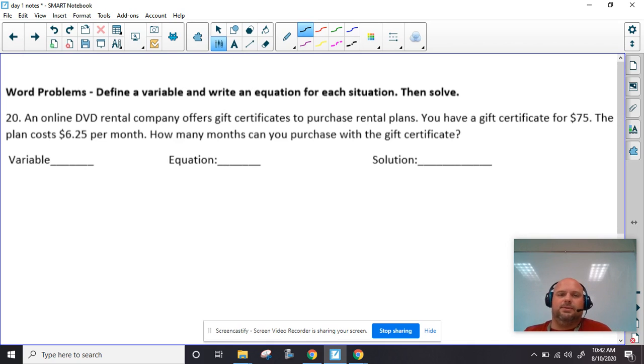So first thing we have to do is read the directions. Define a variable, write an equation for each situation, and solve. All right, an online DVD rental offers gifts. So this is an awesome statement right here, but we don't need it.